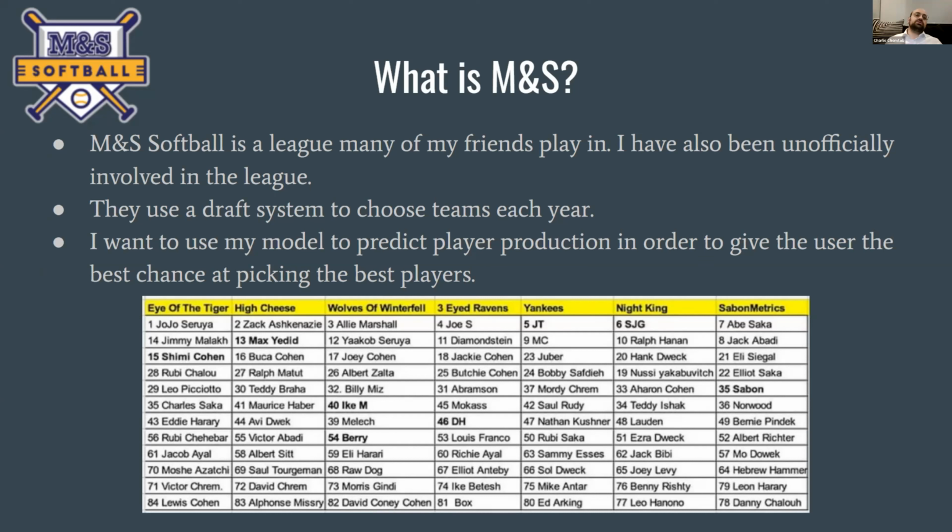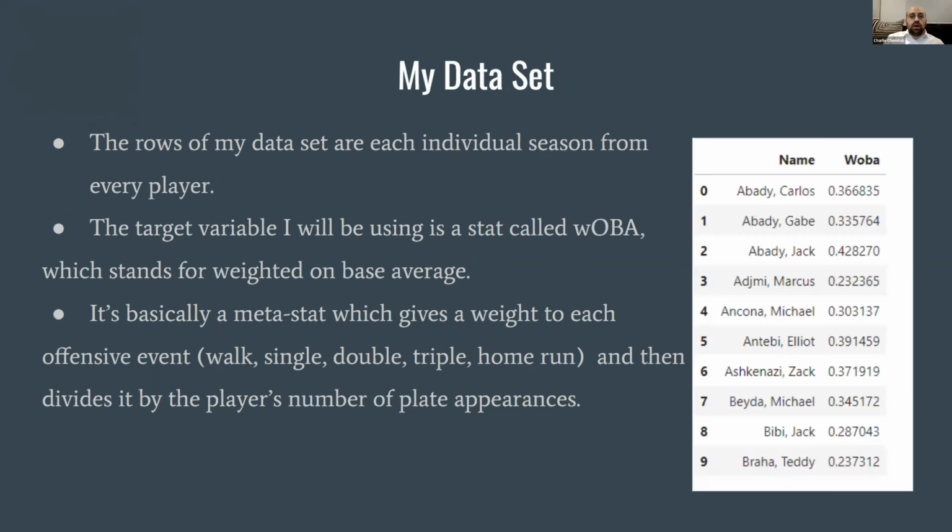So I want to use my model to predict player production in order to give the user the best chance at picking the best players. The rows of my data set are each individual season from each individual player in the league history. So that's basically what their stats were.